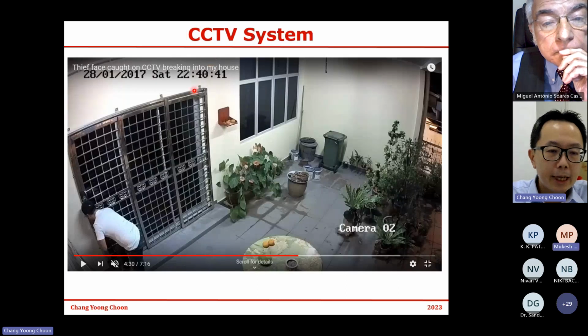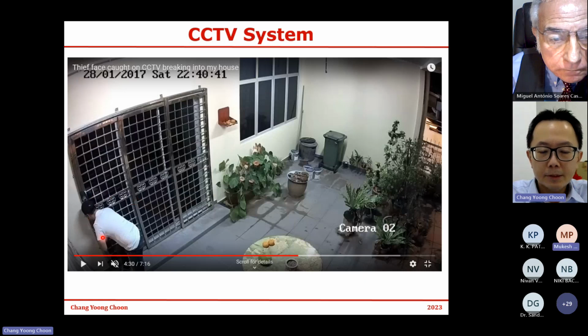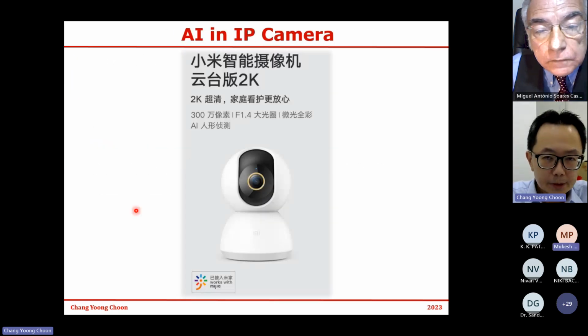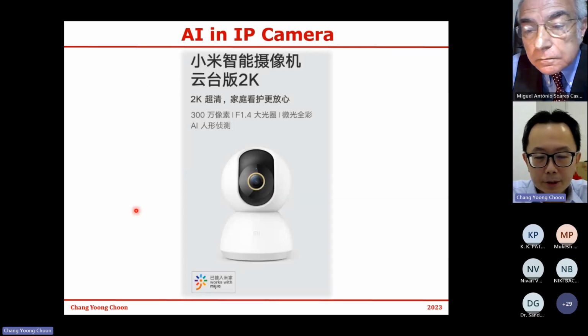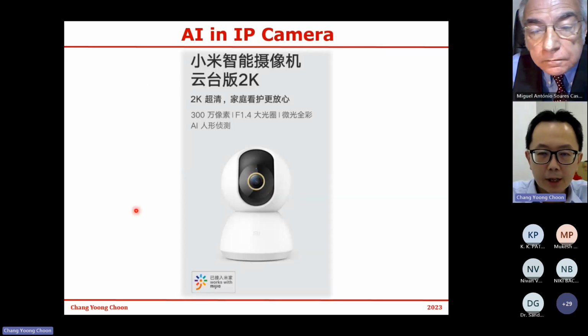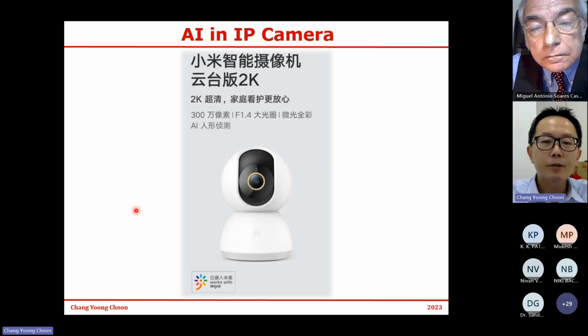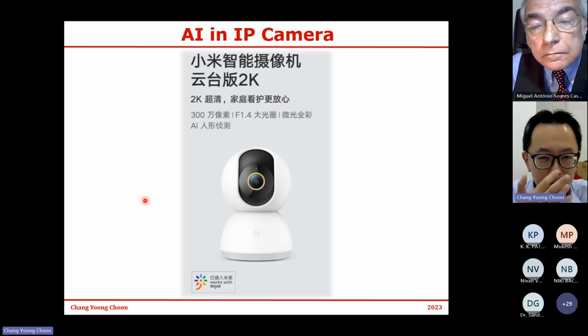For example, if there is someone trying to break into the house, the traditional CCTV may not be able to detect that there is a human. Sorry for the Chinese characters, because I took some of the slides from my recent presentation to China. Some of the slides are in Mandarin. I apologize for that.